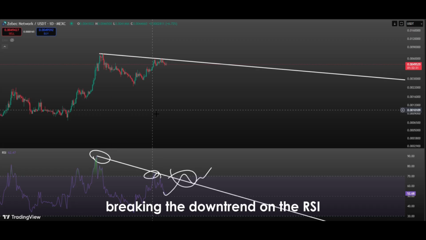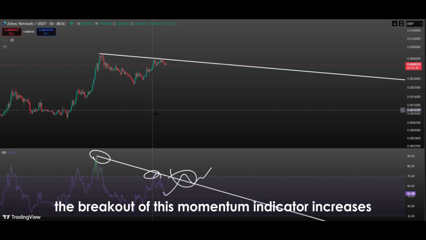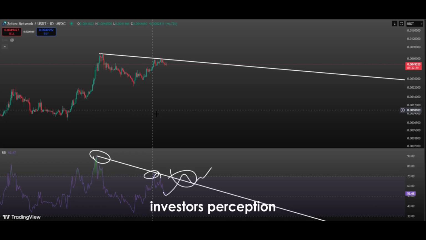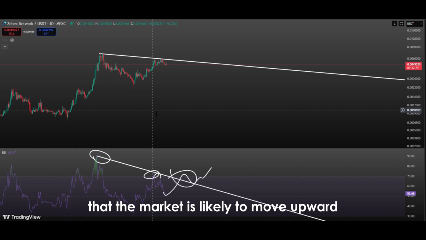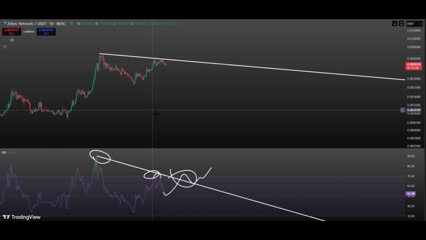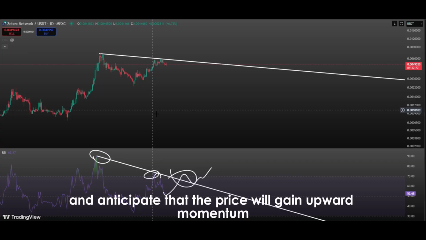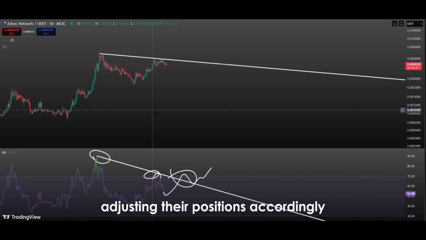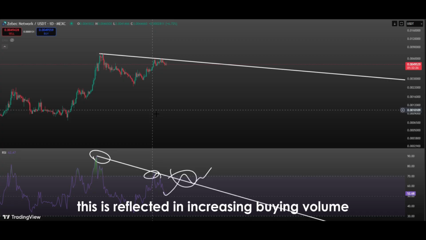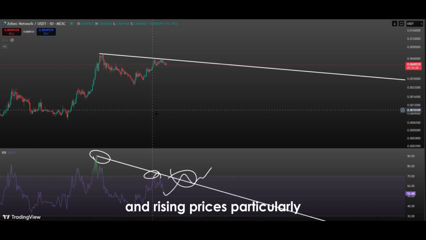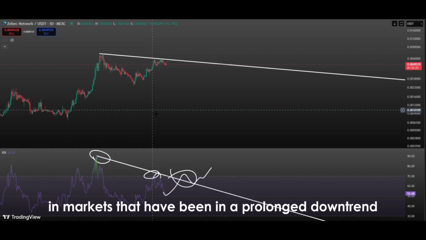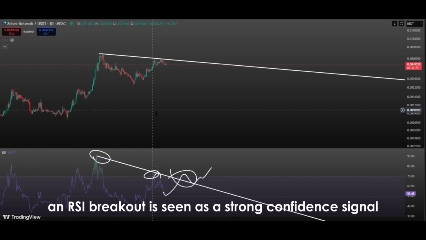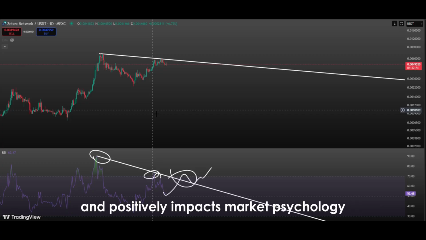Breaking the downtrend on the RSI also has a psychological effect. The breakout of this momentum indicator increases investors' perception that the market is likely to move upward, strengthening buying pressure. Investors observe the RSI breakout and anticipate that the price will gain upward momentum, adjusting their positions accordingly. This is reflected in increasing buying volume and rising prices. Particularly in markets that have been in a prolonged downtrend, an RSI breakout is seen as a strong confidence signal and positively impacts market psychology.